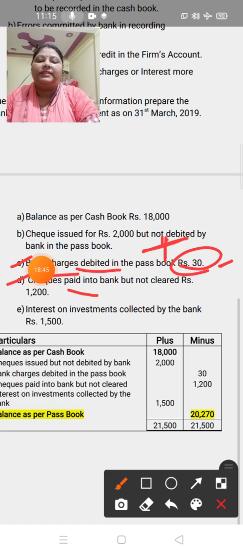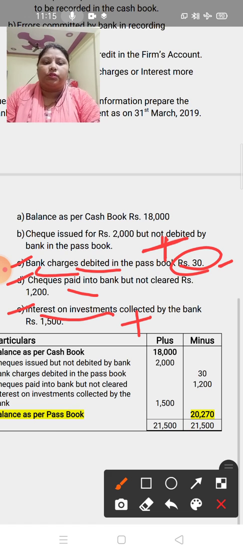Okay. The last is interest on investment collected by the bank rupees 1500. Interest on investment is credited by the bank. Collected by the bank means in the bank passbook it is already added, but it is not added in the cash book. So what you have to do? You have to make them equal. So it means the bank column and cash book you have to make equal. You have to add this amount in the cash book only.